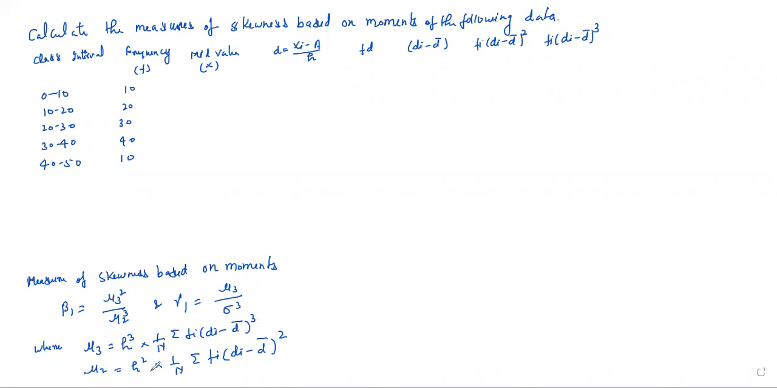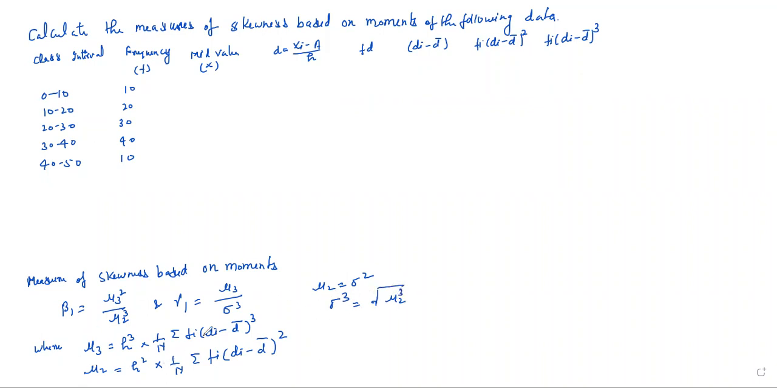And mu 2 is defined as h square into 1 upon n summation fi (di minus d bar) whole square. Here mu 2 is equal to sigma square, and sigma is equal to under root mu 2. So from here we calculate this.